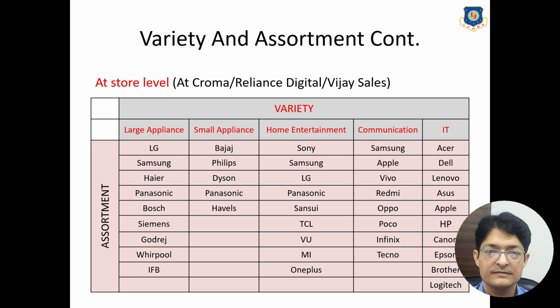For example, if we take a store like Chroma or Reliance Digital, you can see that there is variety in terms of different departments like large appliances, small appliances, home entertainment, communication, and IT. While in each department there is different assortment in terms of brands. For example, in small appliances we have Bajaj, Philips, Dyson, Panasonic, and Havells.